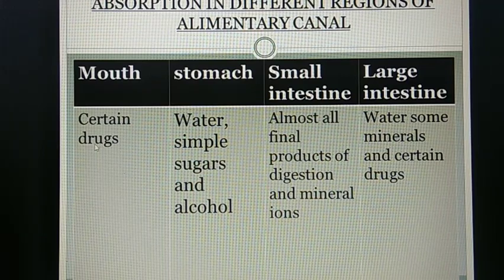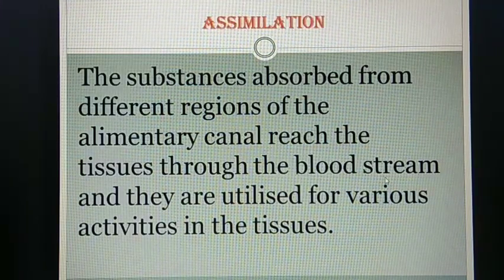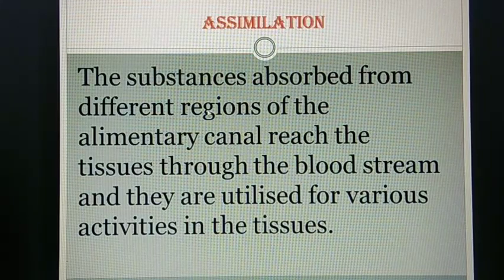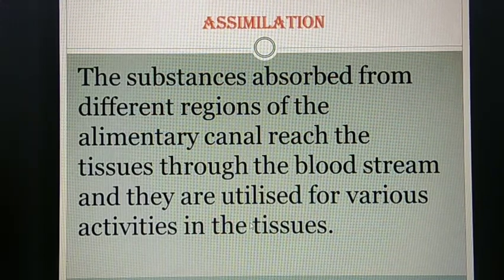Absorption in different regions of the alimentary canal. Mouth: certain drugs are absorbed. Stomach: water, simple sugars and alcohol. Small intestine: almost all final products of digestion and mineral ions. Large intestine: water, some minerals and certain drugs. And assimilation: the substances absorbed from different regions of the alimentary canal reach the tissues through the bloodstream and are utilized for various activities in the tissues. This process is called assimilation.